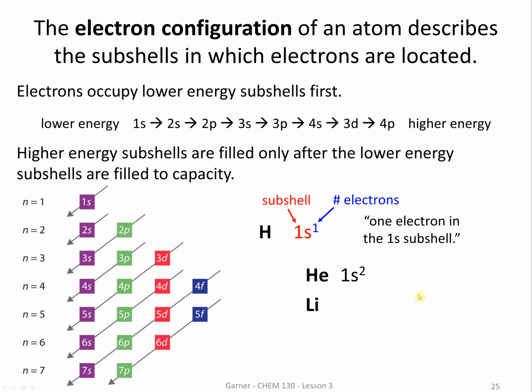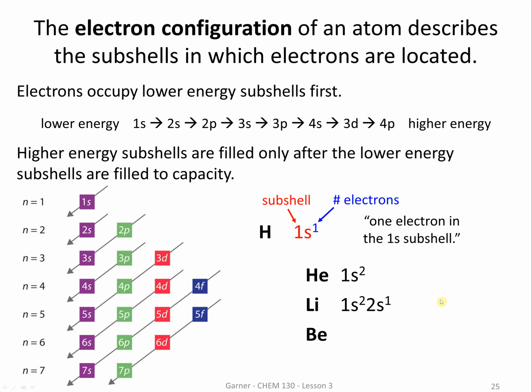If we do this for lithium, lithium has 3 electrons. So again, we would put the first 2 in the 1s subshell, but then that would fill up the 1s subshell, so the third one would have to go into the next lowest energy subshell. So if 1s is filled, we would progress to 2s. So that would give us 1s2, 2s1. So that means that there's 2 electrons in the 1s subshell and 1 electron in the 2s subshell.